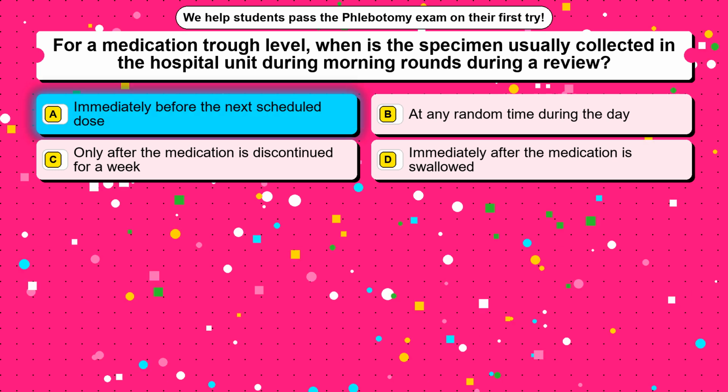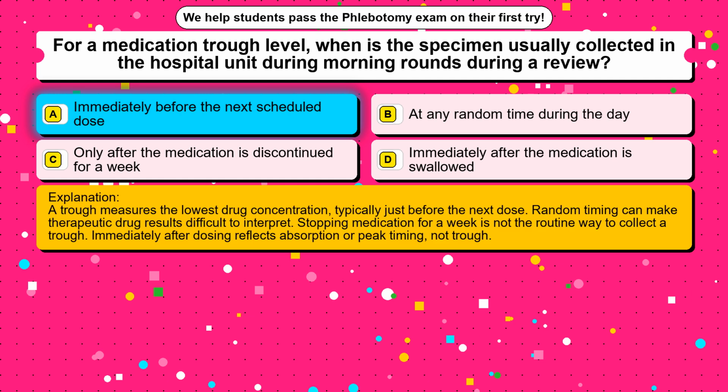The correct answer is option A. Immediately before the next scheduled dose. A trough measures the lowest drug concentration, typically just before the next dose. Random timing can make therapeutic drug results difficult to interpret. Stopping medication for a week is not the routine way to collect a trough. Immediately after dosing reflects absorption or peak timing, not trough.